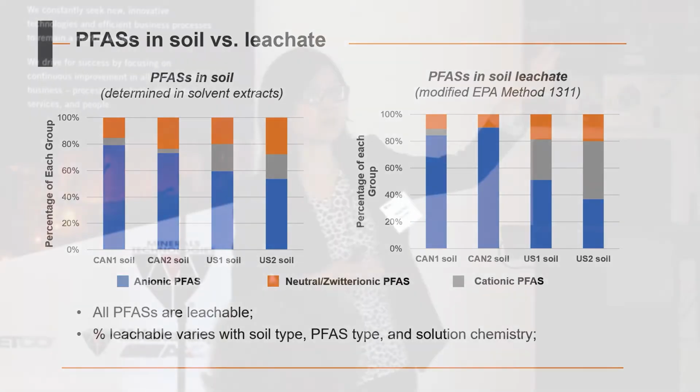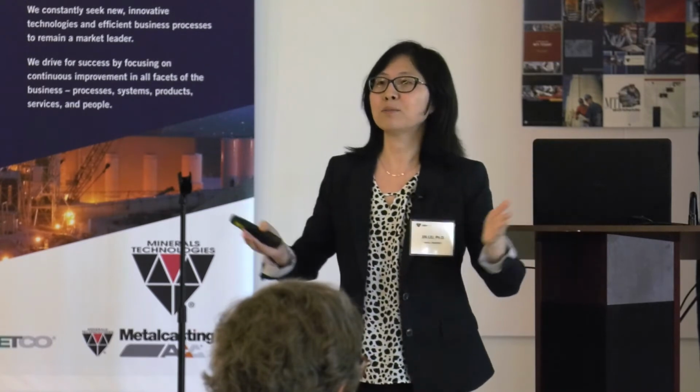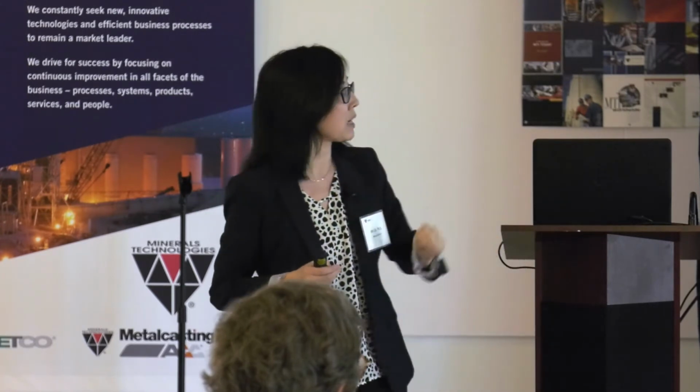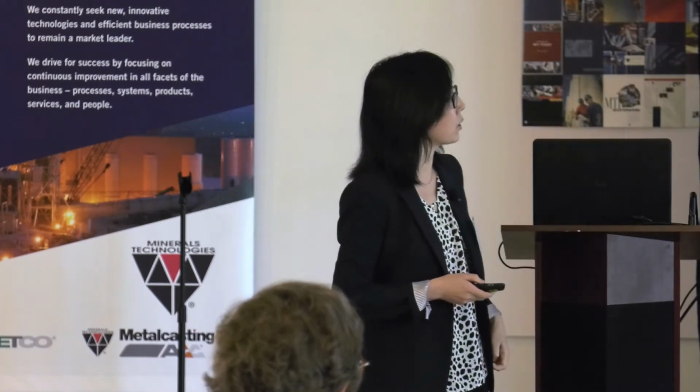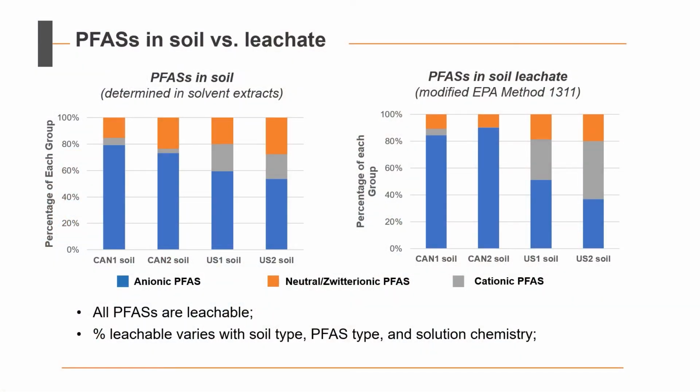This is where we're just starting to scratch the surface, because cationic PFAS, right? You probably haven't heard about it. So there's a lot we are going to look at. But if you look at the leachate, the blue bar is getting smaller. So anionic PFAS for U.S. soil too in the leachate is actually less than 40%, and there's a lot of other things in there.